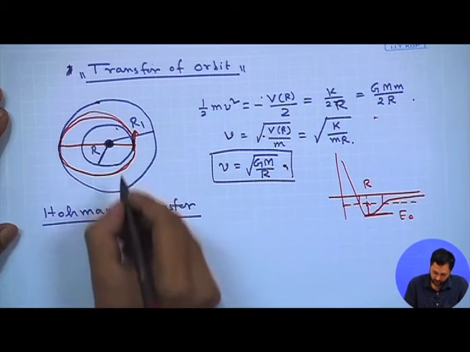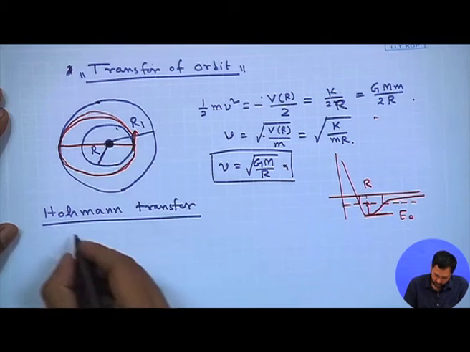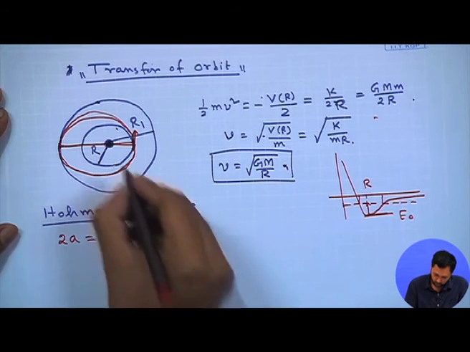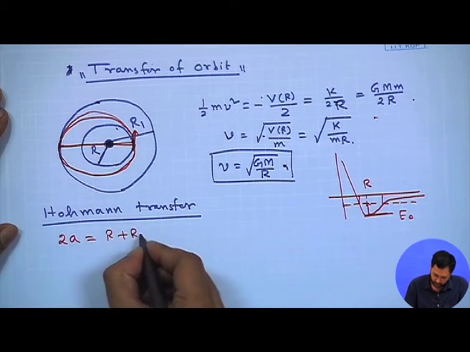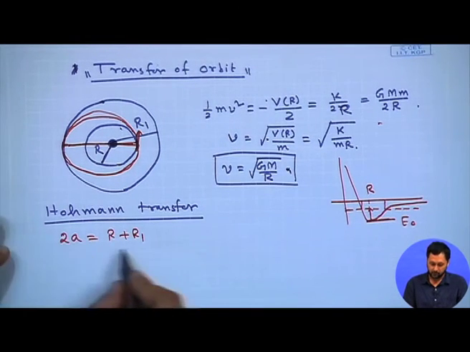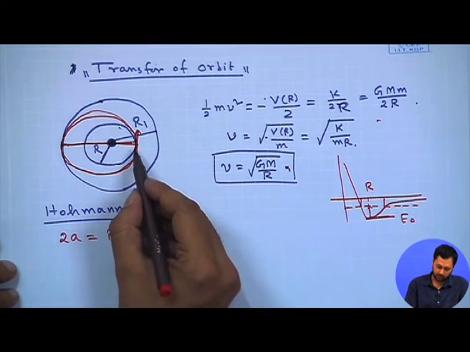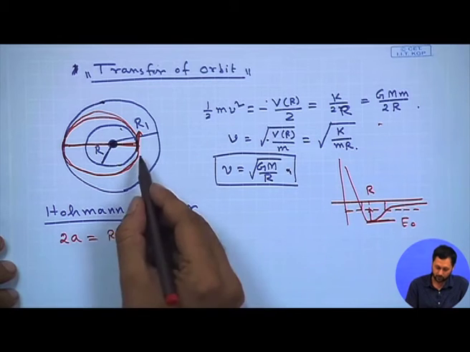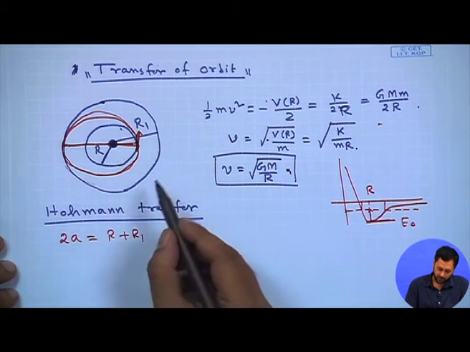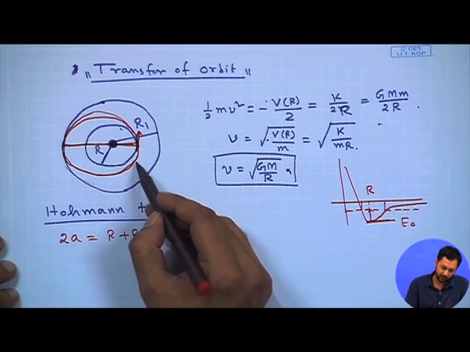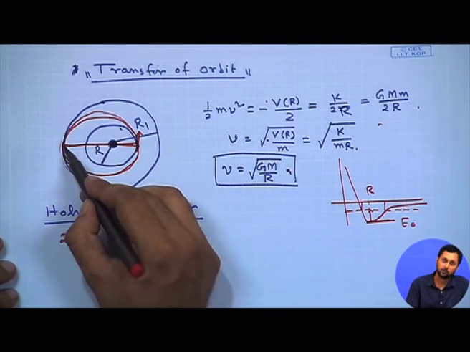So, we see that the relation is 2a, which is from here to here, equal to r plus r1. This is r, this is r1, right. So, from here we can always write the total energy of this elliptical orbit, and then from there we can calculate the velocity needed, the firing speed needed in order to move to this particular orbit.